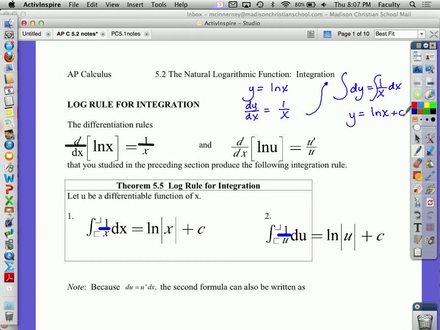So there's the theorem for 5.5. The integral of 1 over x dx equals the natural log, and because we do need the natural log to be positive, remember, x has to be positive, it'll be an absolute value. If you have some other stuff, you can also think of it as the integral of du over u is the natural log of the absolute value of u plus c. Okay?